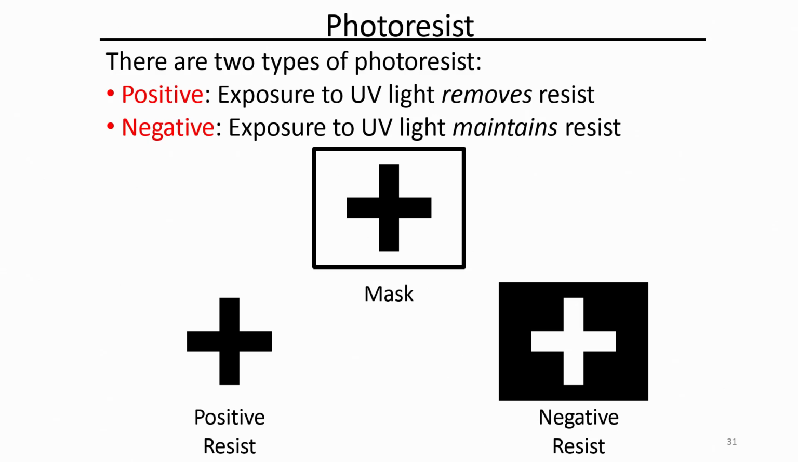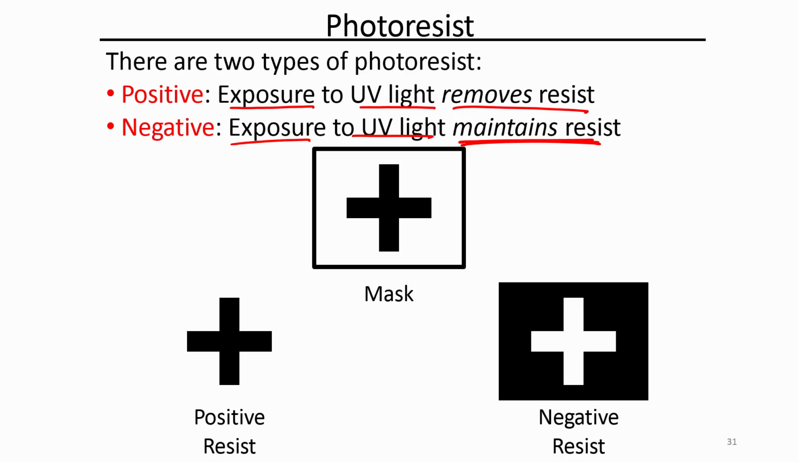So, like I said, when you talk about photoresist, photoresist are two types. One is positive photoresist, that is exposure to UV light removes the resist, or the exposed region becomes weaker, correct. Negative photoresist, exposure to UV light maintains resist or the exposed region becomes stronger.